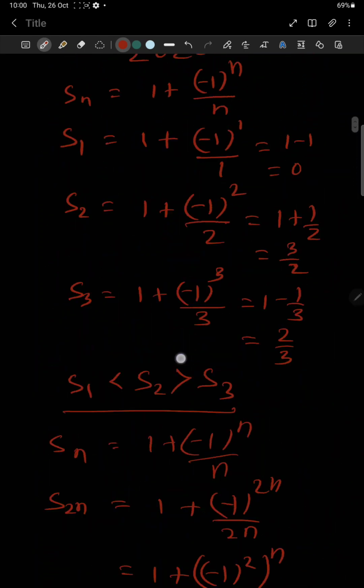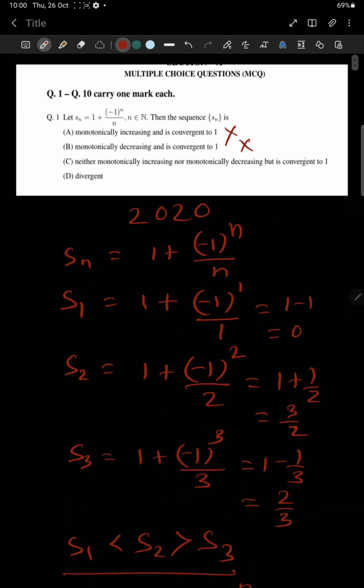So the answer C is true. It is neither monotonically increasing nor monotonically decreasing and it converges to 1, and it is not a divergent sequence, so option D is false.